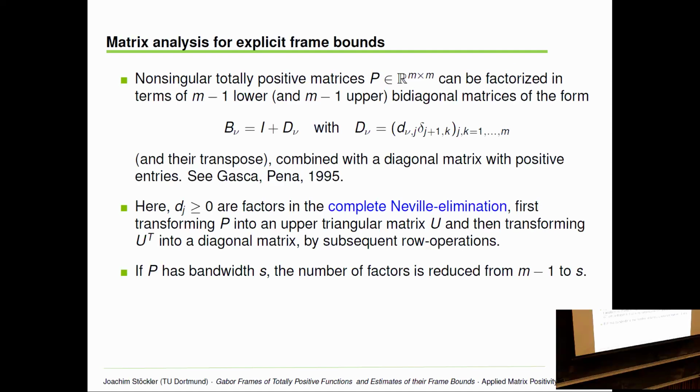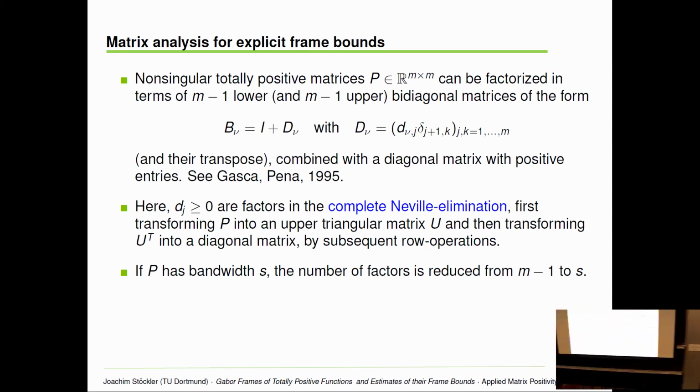Anyway, so can we do a little more? And that's what I tried to do in the very last part of my talk: can we do a little more concerning the frame bounds? So we've seen that bidiagonal matrices can be useful in this construction. They're not only useful, bidiagonal matrices characterize totally positive matrices. Factorization of totally positive matrices, Gasca-Peña, or going back to much earlier Cryer and the 70s.